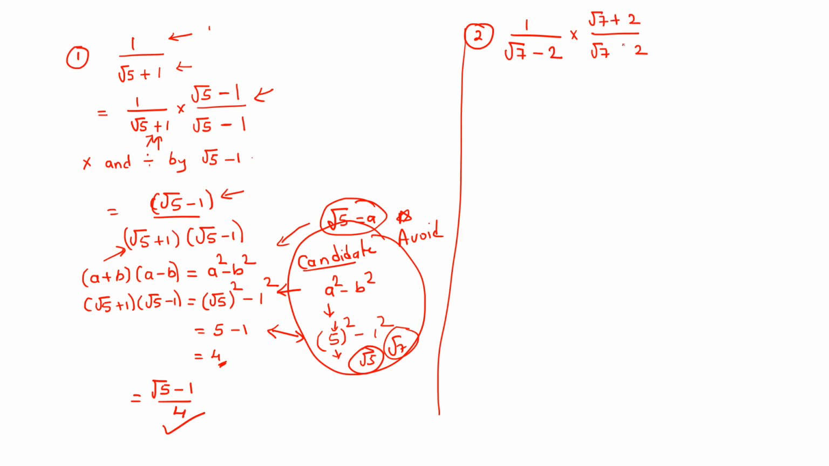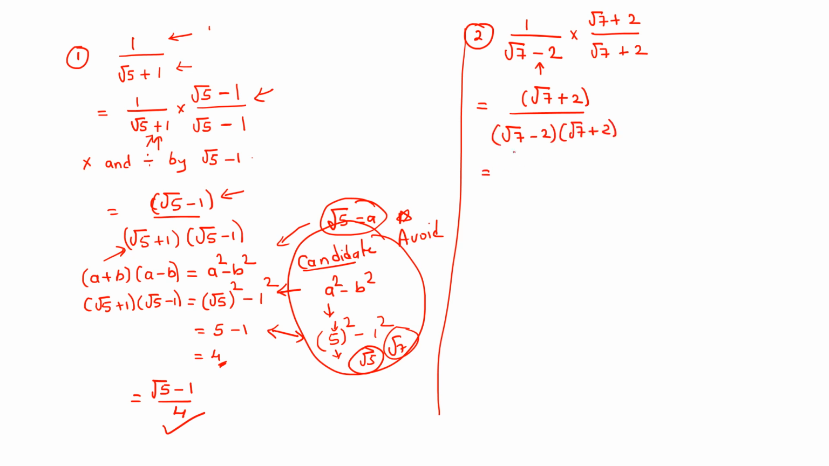Now this is plus here, this is plus here. Change the sign because here it is minus. So 1 into anything in the numerator, this becomes root 7 plus 2, and in the denominator this is root 7 minus 2, and again this is root 7 plus 2.